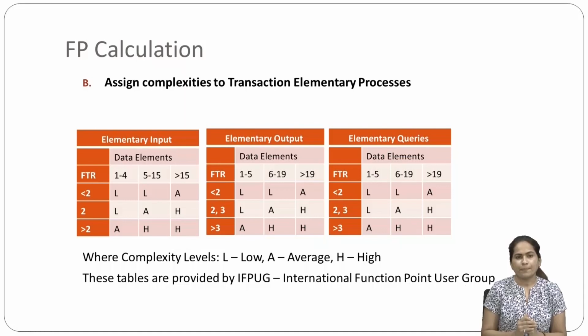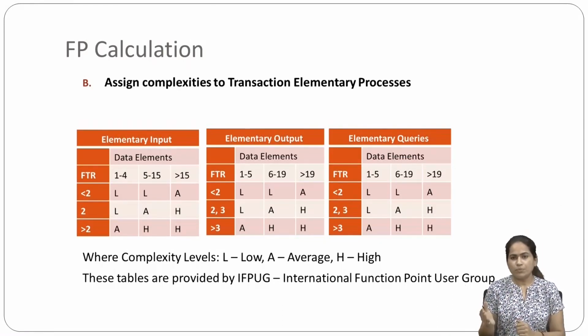If your FTR is less than 2 and data elements are 1 to 4, then your complexity will be low. Let's say if your FTR is 2 and your data elements are greater than 50, then the complexity will be high. And for elementary input, suppose you have FTR greater than 2 and data elements are 5 to 15, then you will have complexity as high.